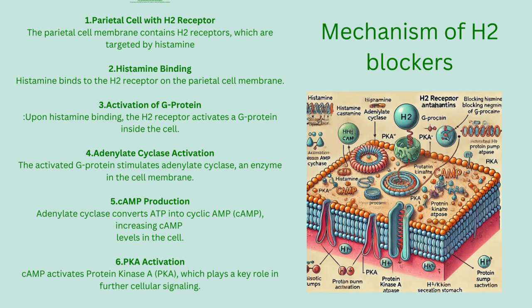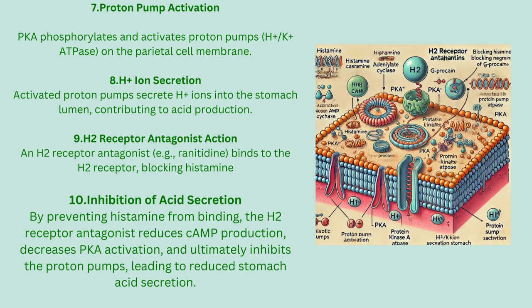Histamine binds to the H2 receptor on the parietal cell membrane and activates a G protein inside the cell. The activated G protein stimulates adenylate cyclase, an enzyme in the cell membrane. This enzyme converts ATP into cyclic AMP, which activates protein kinase A, which plays a key role in further cellular signaling. PKA phosphorylates and activates proton pumps on the parietal cell membrane. Activated proton pumps secrete H+ ions, contributing to acid production.